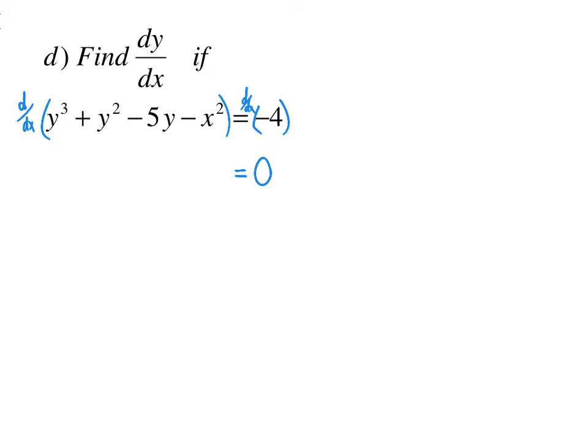On the left-hand side, the derivative of something cubed is 3 something squared times the derivative of the inner function, so times dy dx. The derivative of something squared is 2 times something to the first times the derivative of the inner function. The derivative of a linear part is just the constant, so -5, but I need to multiply it by a dy dx. And then this x part I just do like normal, minus 2x. So at this point, we have taken the derivative on both sides.